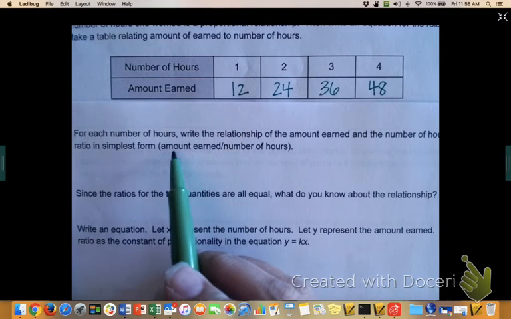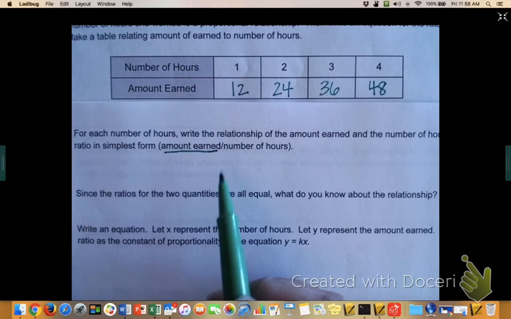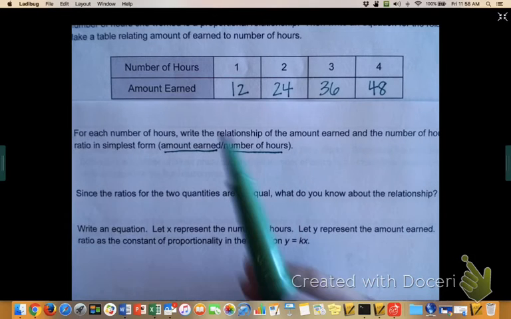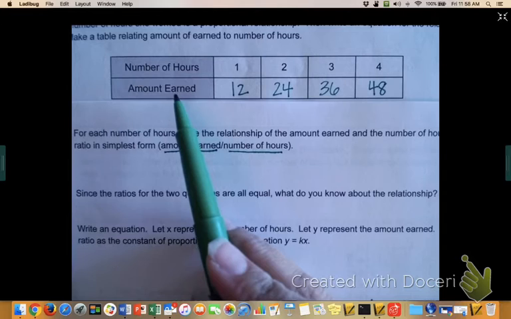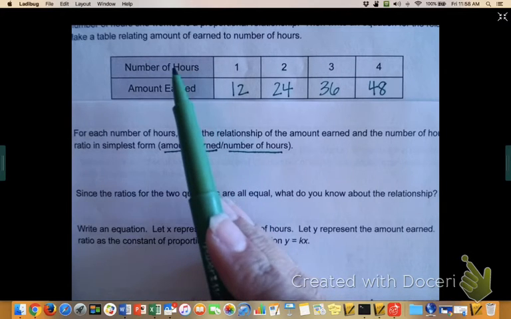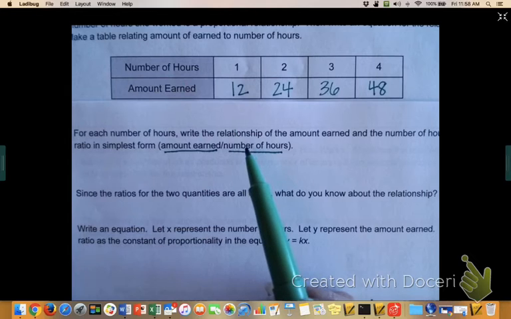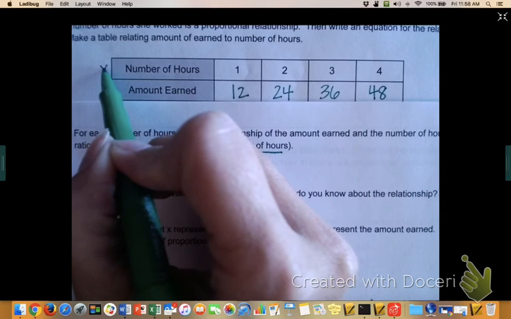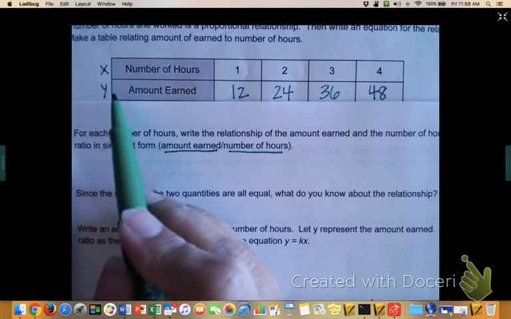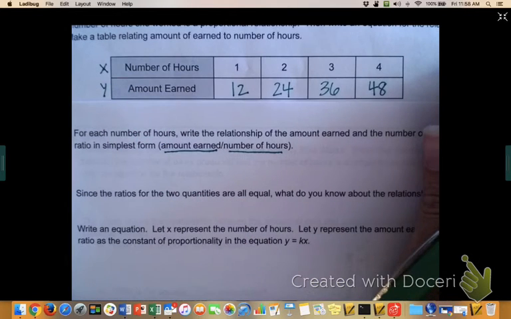First, I want you to notice that we wanted the amount earned on the top of your fraction and the number of hours on the bottom. Let's take a look at this table. Amount earned is the number we want on top, see how it flipped again? And the hours is now on the bottom. So we are, once again, putting our Y on top and our X on bottom, so we're flipping it. So here we go.